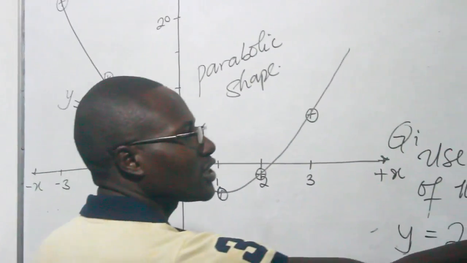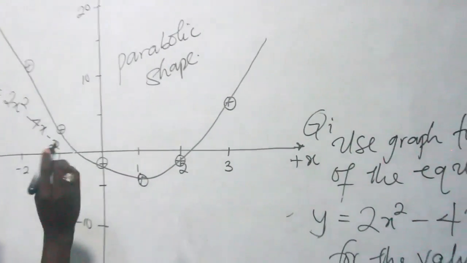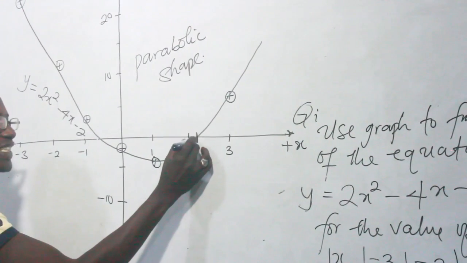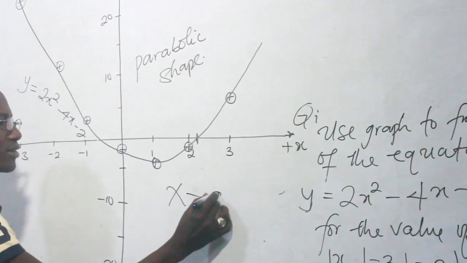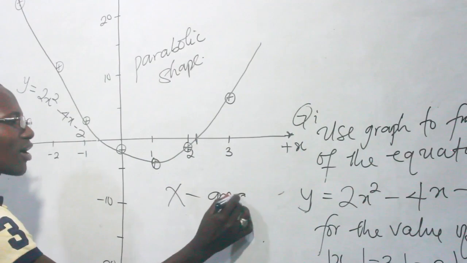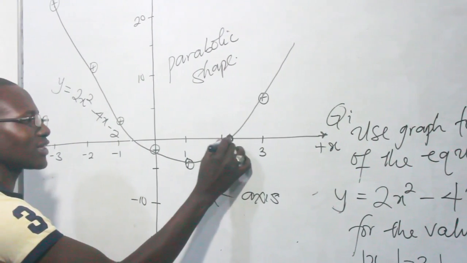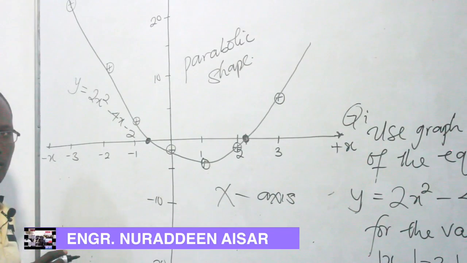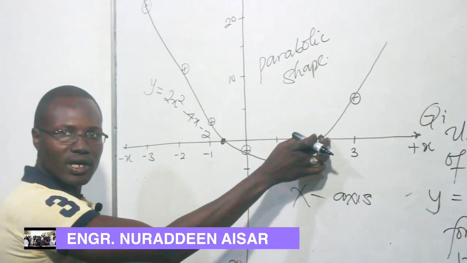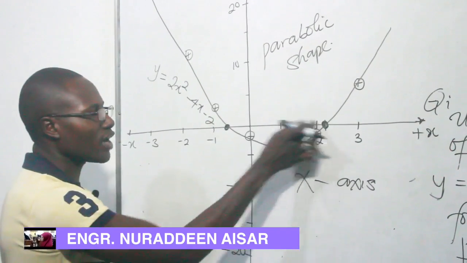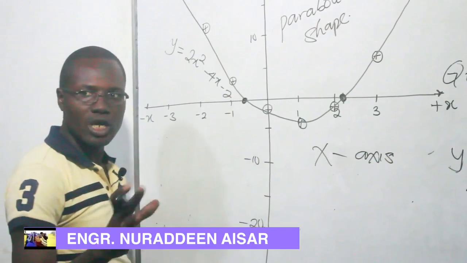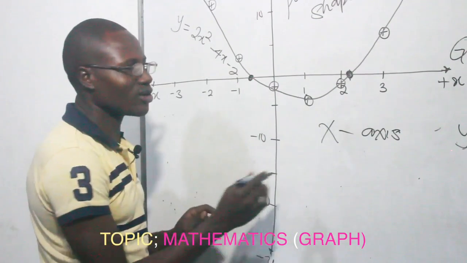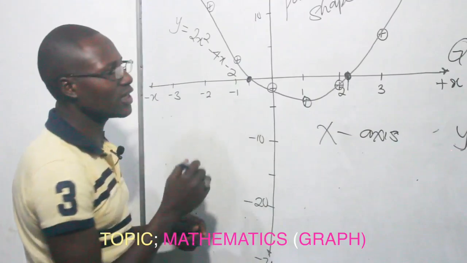Since the question says find the roots, the roots are the points where the curve cuts the x-axis. It cuts the x-axis at this point and this point. But since this is not a graph book, we will only assume the values. However, if you plot this on graph paper, you will obtain the exact results. So these are the roots of the equation.